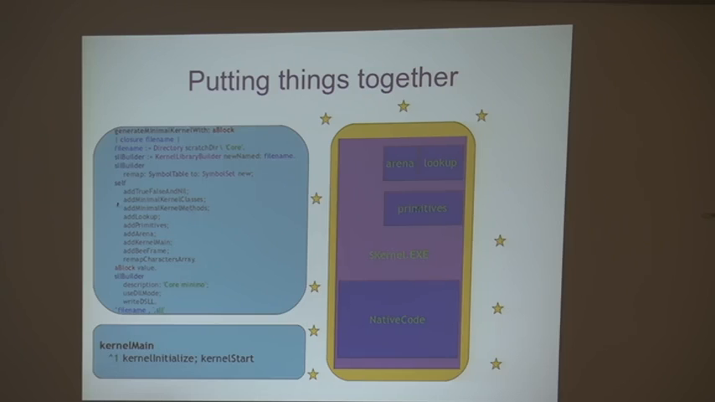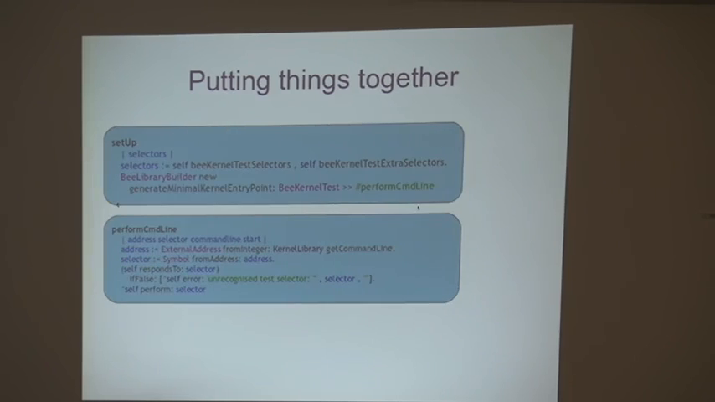We have some level builder, and we add true, false, nil. We add some minimal kernel classes, a lookup, primitives, arena, some other things. We say kernel initialize, and just start. For example, we have some tests that we run in the library. So we build this skernel.exe, and we can say, okay, run this test using the command line.